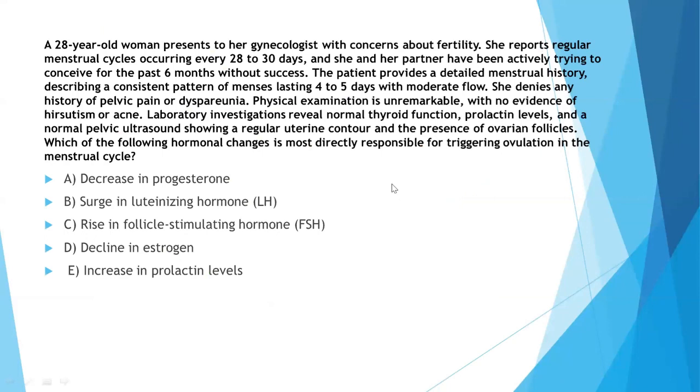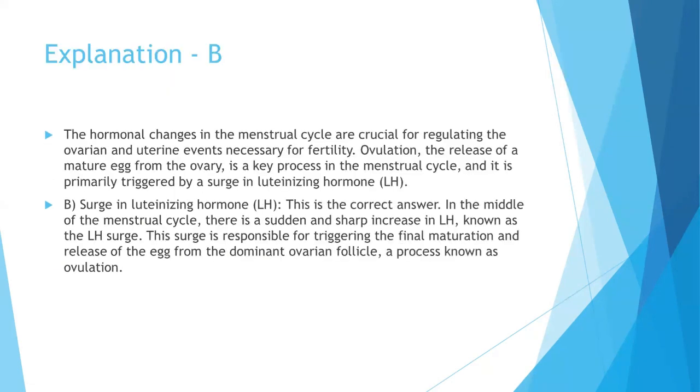And we have one last question before we leave. Which of the following hormonal changes is most directly responsible for triggering ovulation in this menstrual cycle? Decrease in progesterone, surge in the luteinizing hormone, rise in the follicle stimulating hormone, decline in estrogen, and increase in the prolactin levels. So again, the hormonal changes are crucial for regulating the ovarian and uterine events. Ovulation, the release of a mature egg from the ovary, is primarily triggered by a surge in the luteinizing hormone.